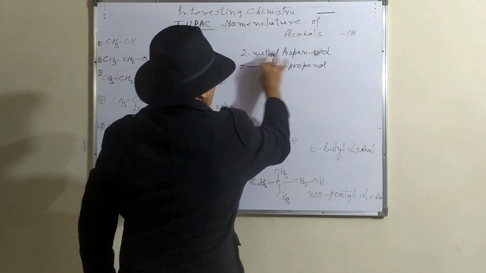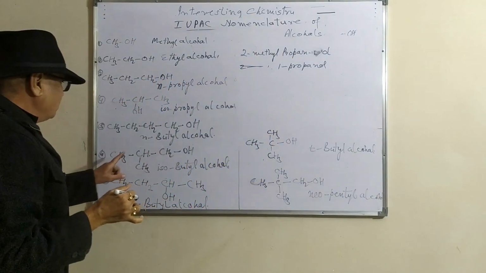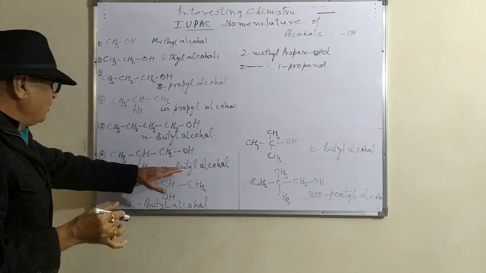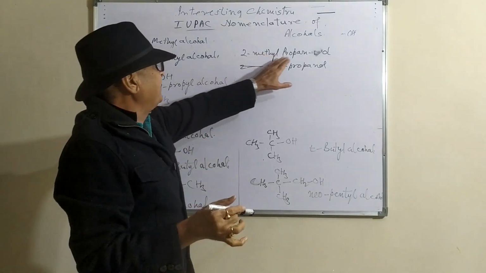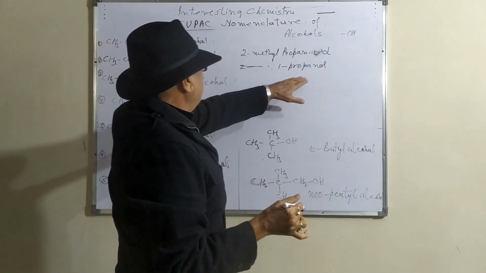1-propanol or 2-methyl propane 1-ol. The name of this compound will be 2-methyl... isobutyl. The isobutyl alcohol in IUPAC will be called 2-methyl propane 1-ol or 2-methyl 1-propanol.